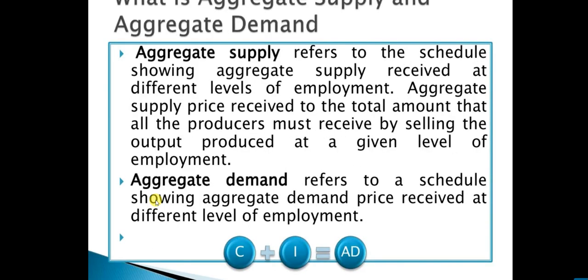So what is aggregate supply and aggregate demand? Aggregate supply refers to the schedule showing aggregate supply price received at different levels of employment. Aggregate supply price refers to the total amount that all the producers must receive by selling the output produced at a given level of employment. Aggregate demand refers to a schedule showing aggregate demand price received at different levels of employment.